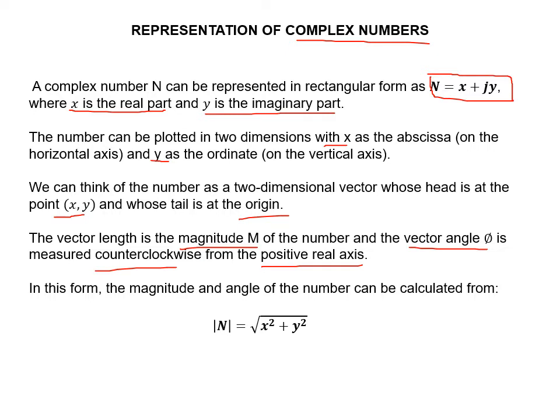The magnitude and the angle of the number can be calculated from this relationship down here. The absolute value of n is equal to the square root of the sum of the squares of our real and our imaginary components. So this leads us to think about when we have these imaginary components, how do we deal with them when we're squaring them and taking the square root of them? What does that mean? What that does for us is it gives us some sign convention we need to pay attention to.